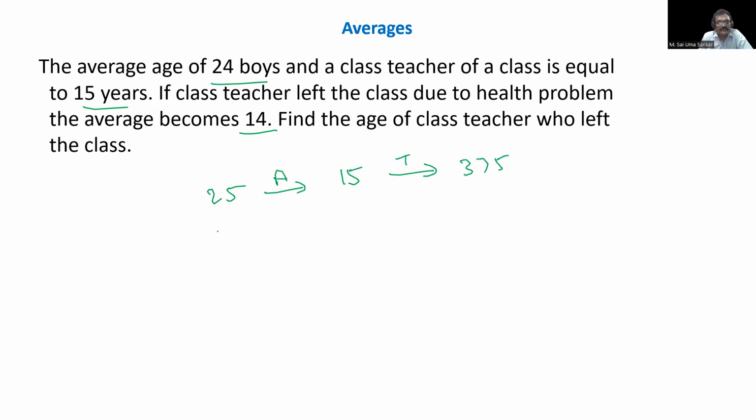If the class teacher left, then how many members are there? 24 members. Now, what is the average? Average is equal to 14. Now, what is the total? 24 10 times, that is equal to 240. Keep in your mind, 24 into 4, 96. 240 plus 96, that is equal to 336. Okay. So what is the difference? Suppose this is the rounded figure. So there you go, 40. 40 plus 35, 75 plus 5. So 39 is the answer.